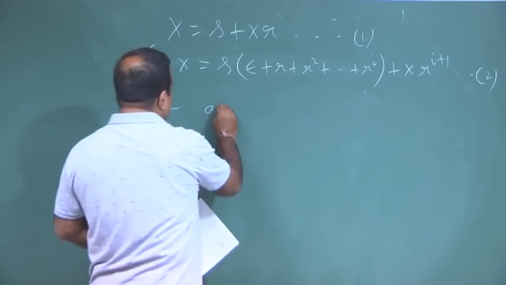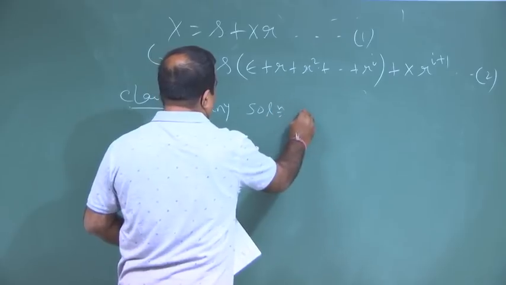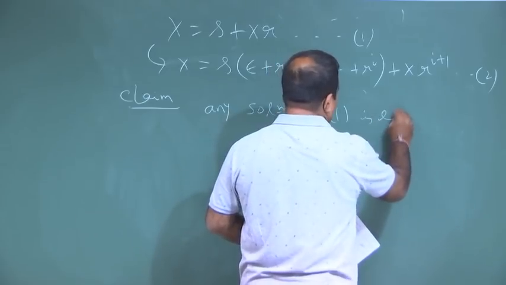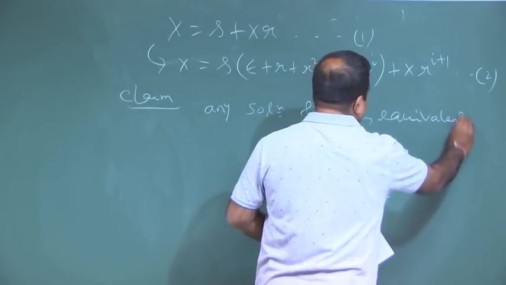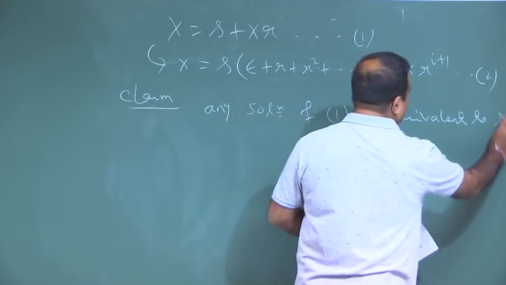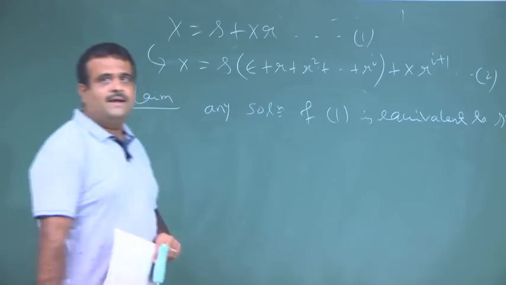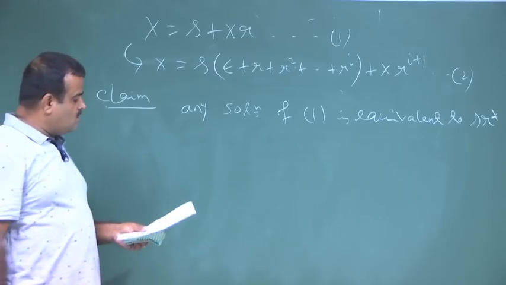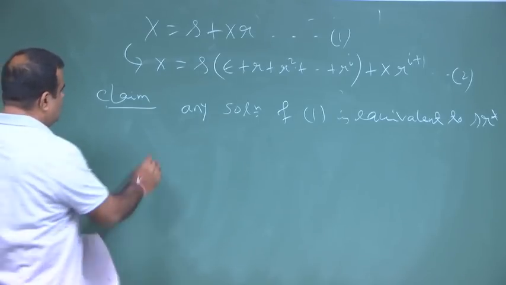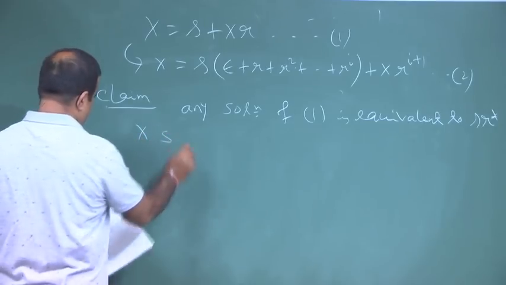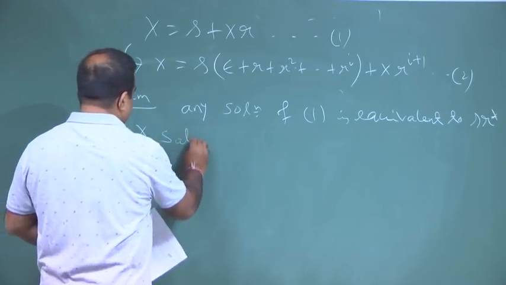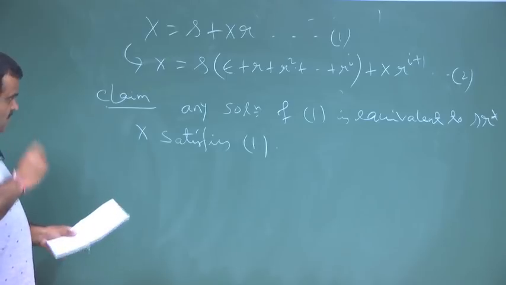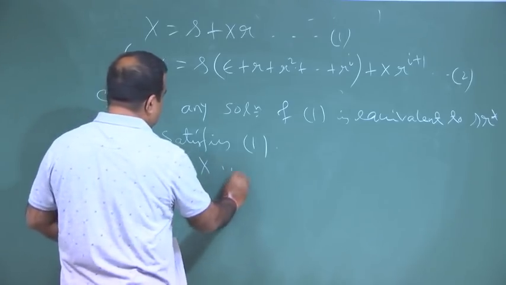Now our claim is: any solution of 1 is equivalent to S R star. Any solution of 1 is equivalent to S R star. How to prove this? To prove this, suppose x satisfies 1. This implies x satisfies 2.